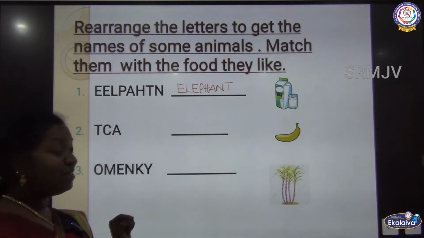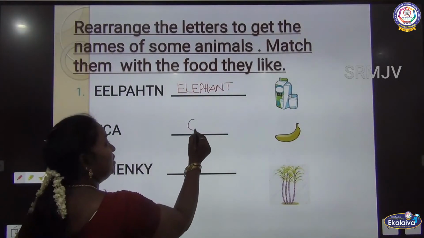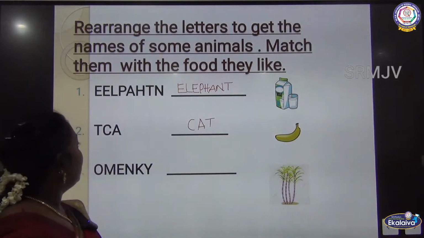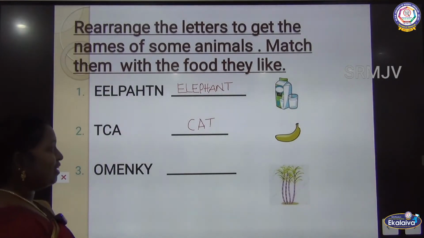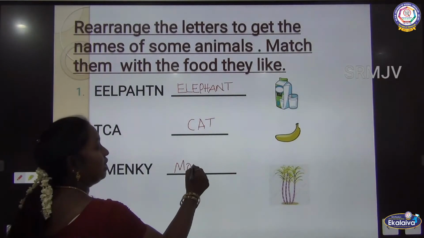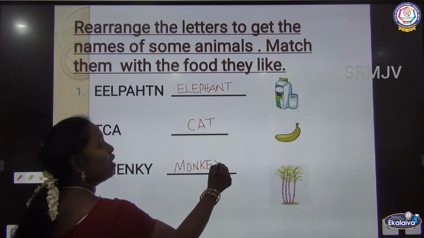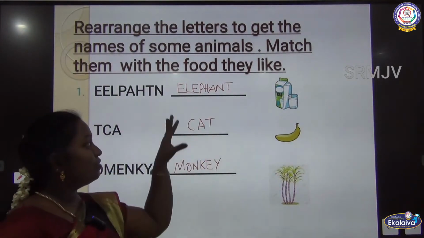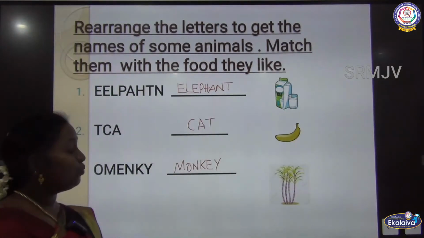Second, can you try to do this? TCA. Yes, it is a cat. CAT. Cat. Third, OMENKY. When you rearrange this, you will get the name of an animal: monkey. MONKEY. Monkey. So the name itself is different, no? So this is the name of an animal. Now the food, you are going to match it, no? You will find it through that.